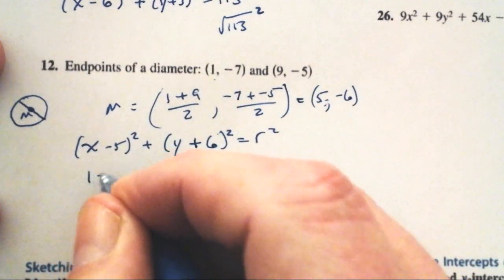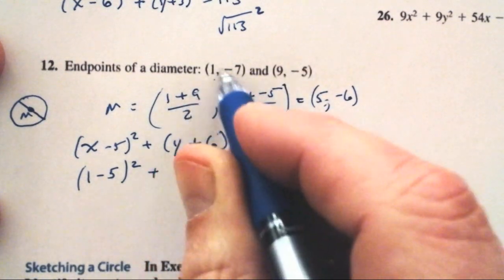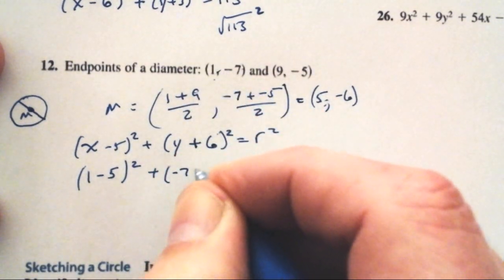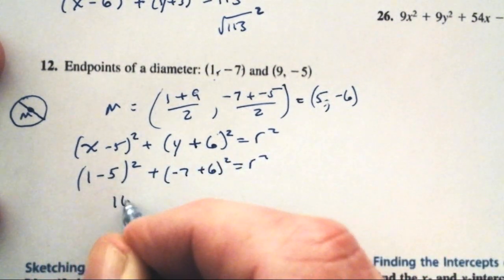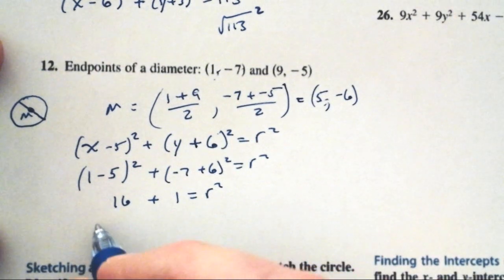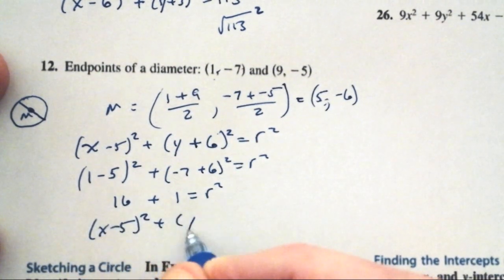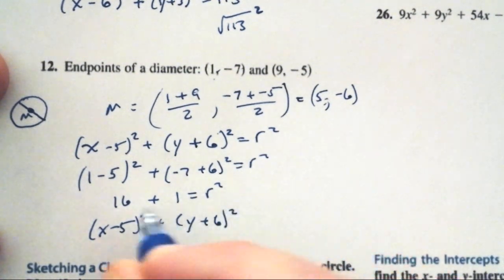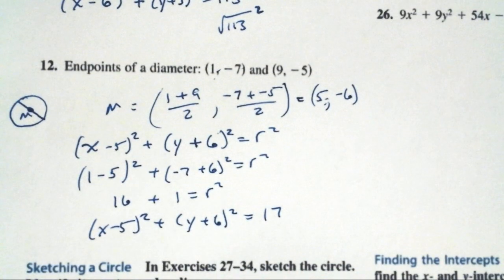I think I'll go with the first point. I plug in 1 for x, negative 7 for y, and I get (-4)², 16, plus (-1)², 1, is r². So we end up with (x - 5)² + (y + 6)² = 16 + 1, 17, not 17 squared.